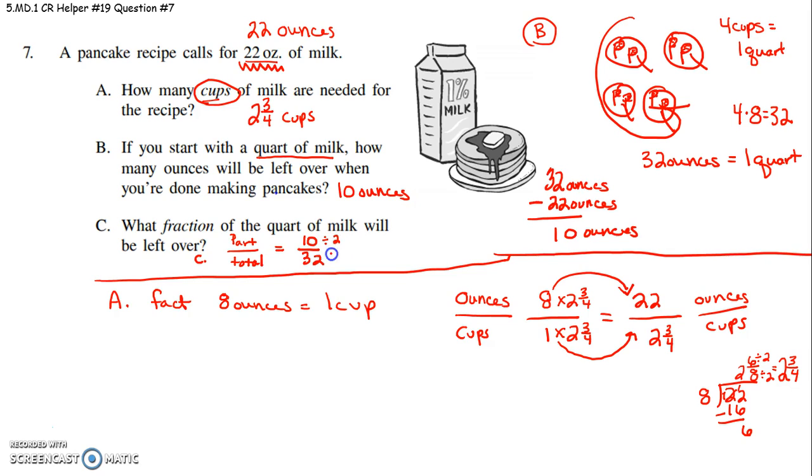I see 2 will divide nicely into both of those numbers. 10 divided by 2 is 5. 32 divided by 2, some of you might have to long divide off to the side. 2 goes into 3 once. 2 goes into 12 6 times. So it's 5/16. 5/16 of the quart of milk you'll have left over.